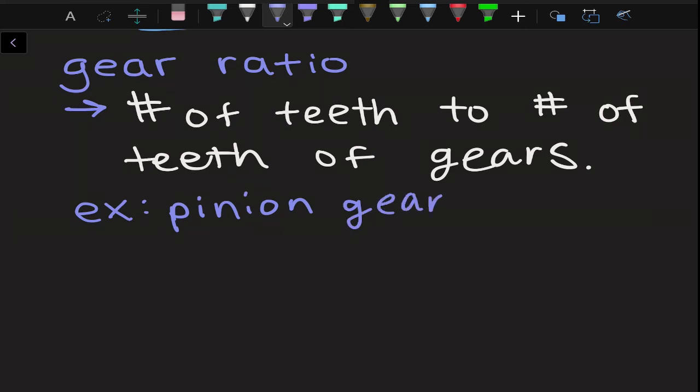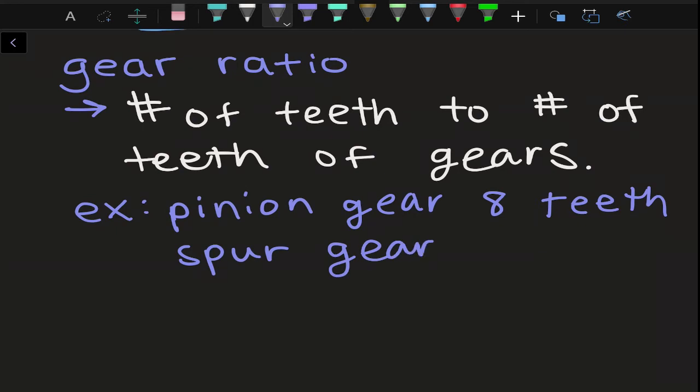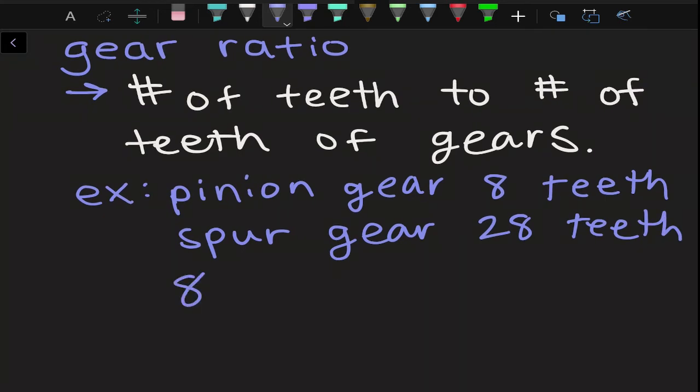And again, our example was a pinion gear had 8 teeth and a spur gear has 28 teeth. Then our ratio is 8 to 28, or we can also show this as 2 to 7, and that's just dividing by 4, or reducing.